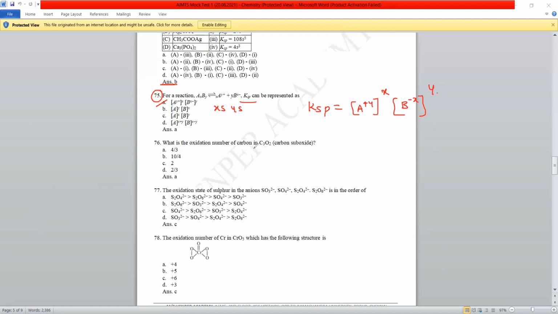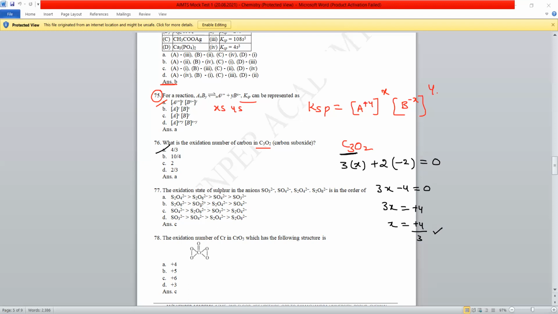What is the oxidation number of carbon in carbon suboxide, C3O2? Suppose we don't know the oxidation state of carbon in this. I consider carbon as x. There are 3 carbon atoms, so multiply with x, plus 2 oxygens, each oxygen is -2, and the molecule is neutral, so I set it equal to 0. So 3x minus 4 equals 0, 3x equals plus 4, and x equals plus 4 by 3. Carbon suboxide is plus 4 by 3. So option A is exactly correct.